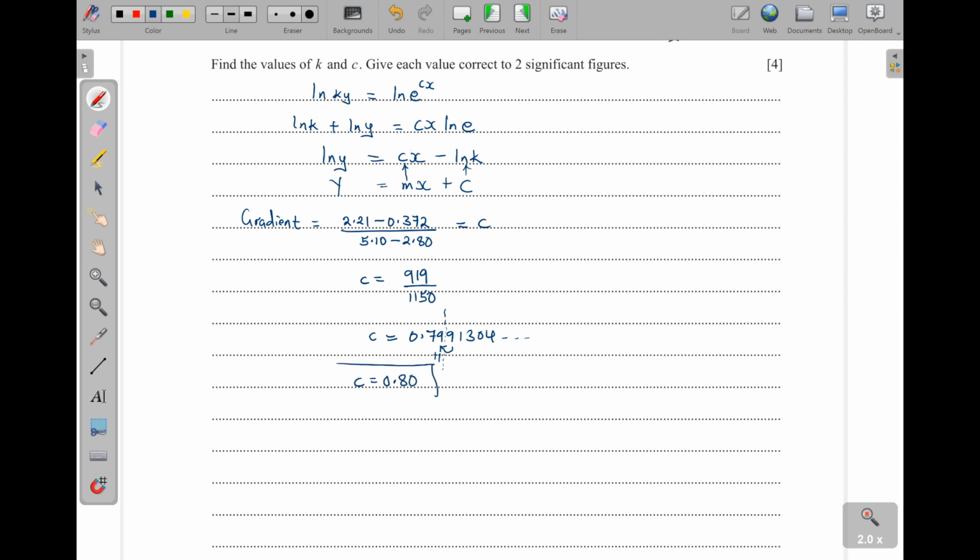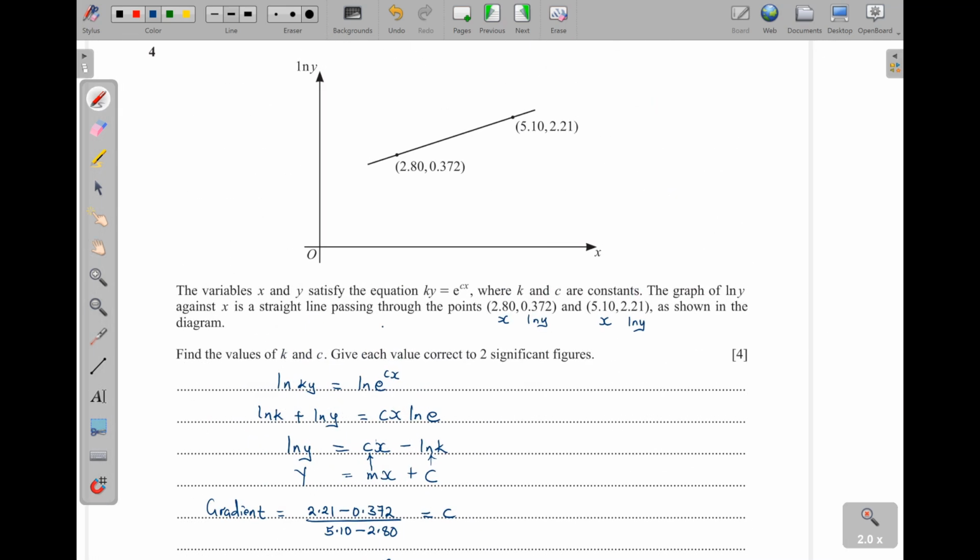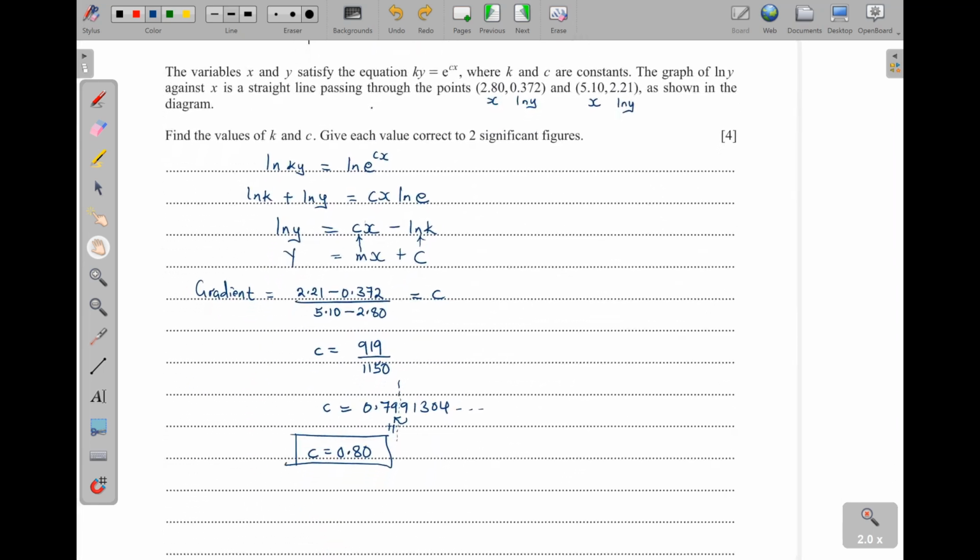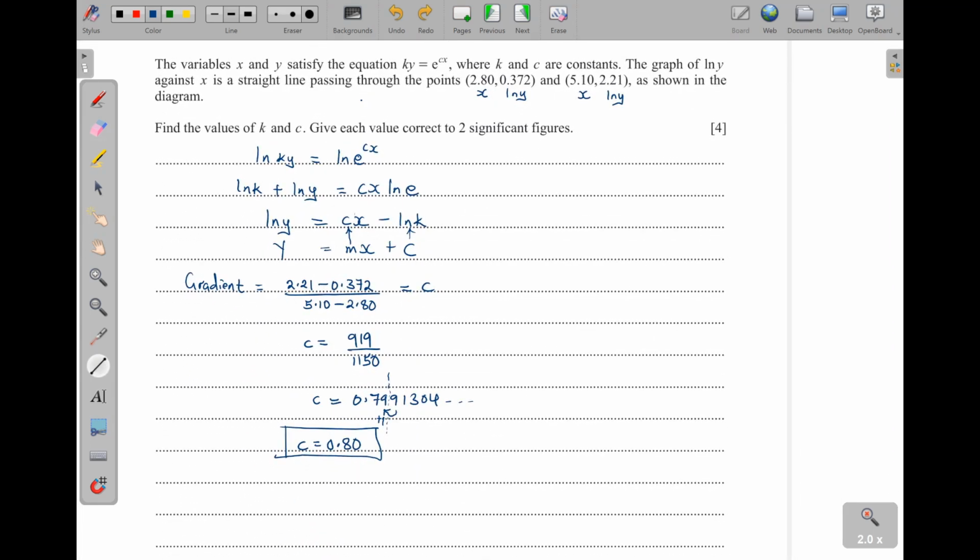0.80, like that. Then, since we don't know where this line cuts this axis here, we don't know this point here, because that would have been the y-intercept. We just equate it to this one and then we find k. So what we are going to do is to get one of the coordinates here and we substitute into the equation of the graph. So we have, let's say, this one here.